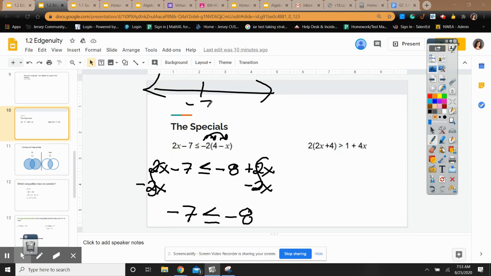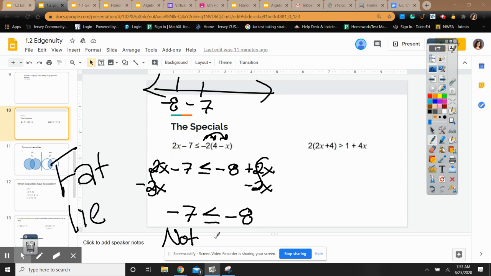Well, if here's -7, -8 would be over here. Is -7 less than -8? No. That is a big fat lie. If it is a lie, that means it's not true. Because it is not true, that means that this particular inequality has no solution.